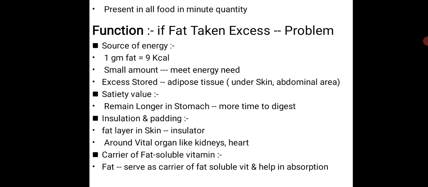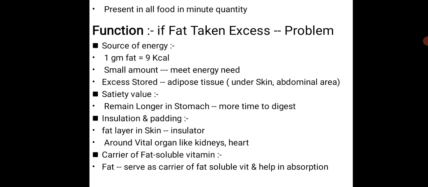I hope you understand. Then fat is around vital organs like kidney and heart, protecting them. Then padding: just like padding, it covers the kidney and heart and gives extra support. Then the carrier of fat soluble vitamins. Fat serves as a carrier of fat soluble vitamins and helps in their absorption.